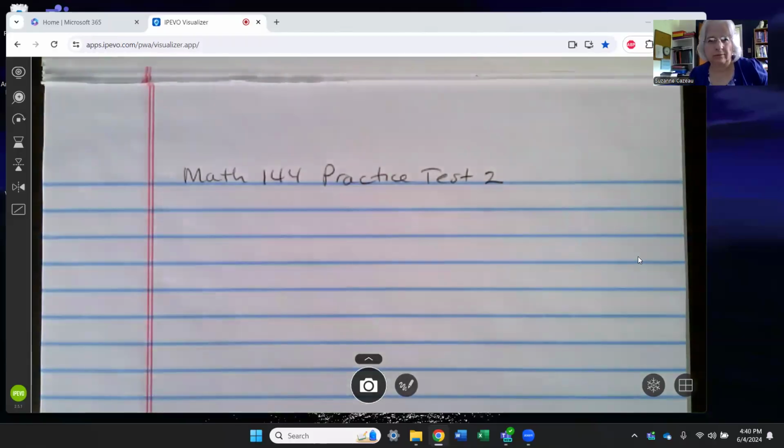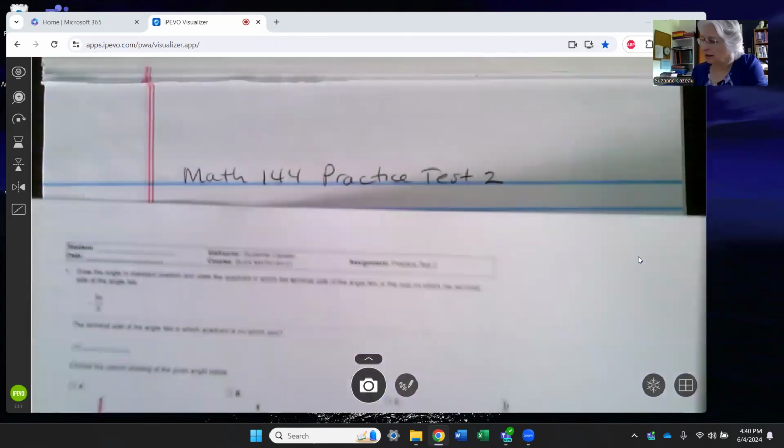Well, hello. So here we're going to go through practice test 2, Math 144. All right, so I printed off a copy of a practice test, but they always chop it off, and there's no way I know how to fix it. So I'll have to cam scan this. But anyway, just give you an idea of what that looks like.